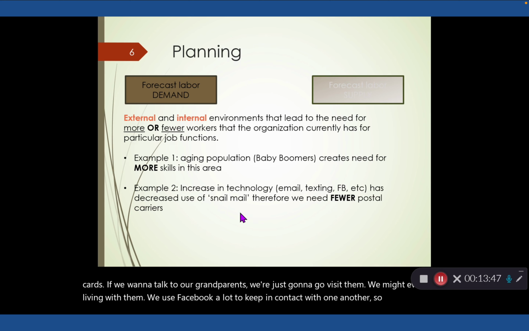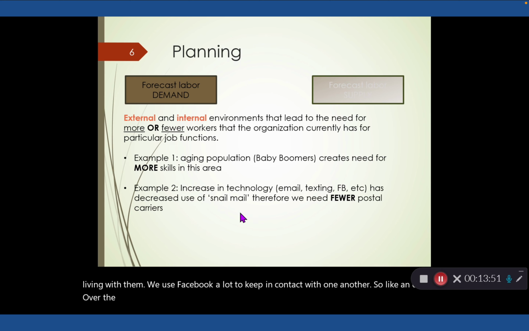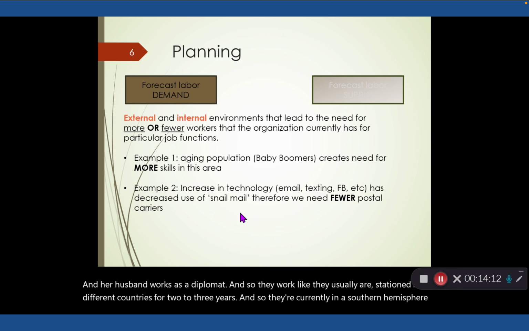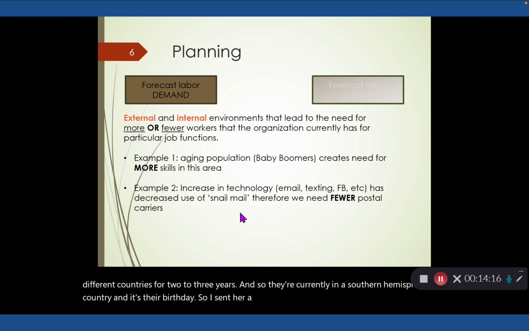So, as an example, over the weekend, I have a friend and her husband who have the exact same birthday. Her husband works as a diplomat, and they are usually stationed in different countries for 2 to 3 years. They're currently in a Southern Hemisphere country, and it's their birthday. So I sent her a message via Messenger on Facebook, and then we chatted for a while.